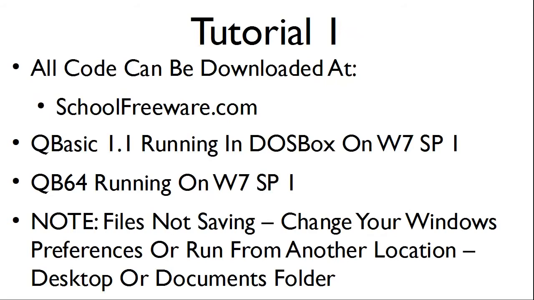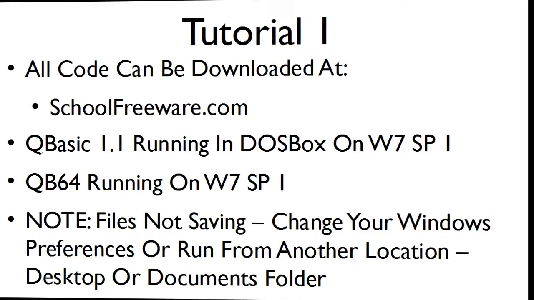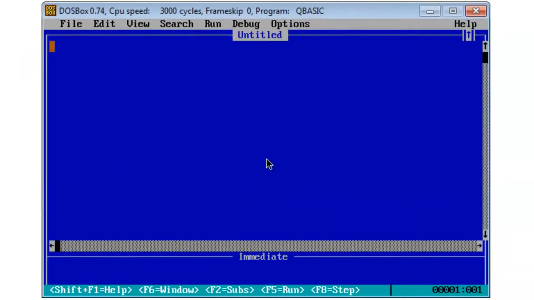This tutorial will use QBasic 1.1 running in DOSBox on Windows 7 Service Pack 1 and QB64 running on Windows 7 Service Pack 1. If you're having difficulty saving your source code, you may need to change your Windows preferences or run the program from another location, such as your desktop or documents folder. I'll start this tutorial by using QBasic 1.1 within DOSBox.